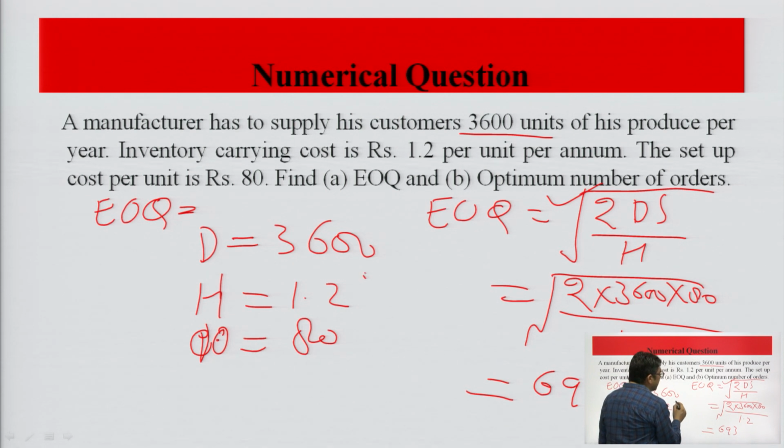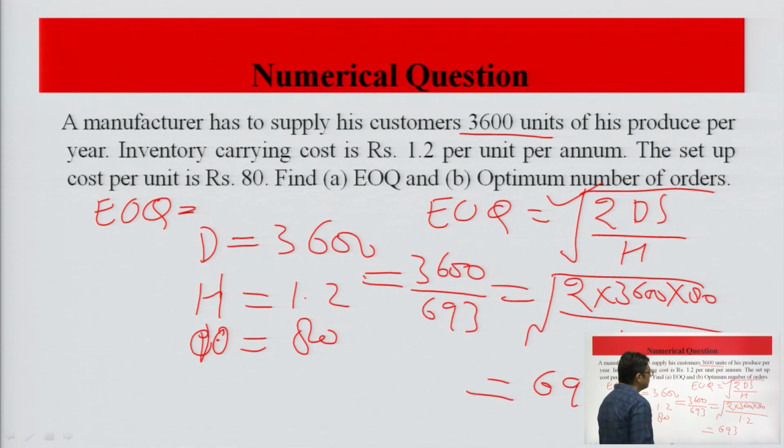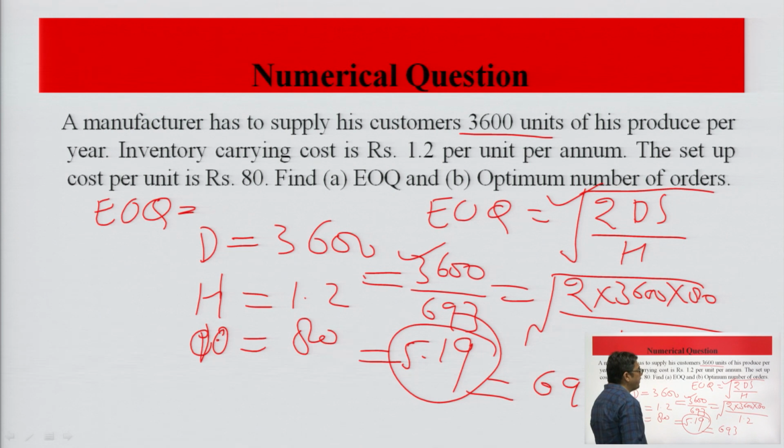The optimum number of orders can be calculated from the total demand. And the total demand is how much? It is 3600, and the EOQ, or quantity, is 693. The optimum number of orders is calculated as demand upon EOQ. So, our annual demand is 3600, and the EOQ is 693. So, we came to know it is about 5.19. So, it is about the optimum number of orders.